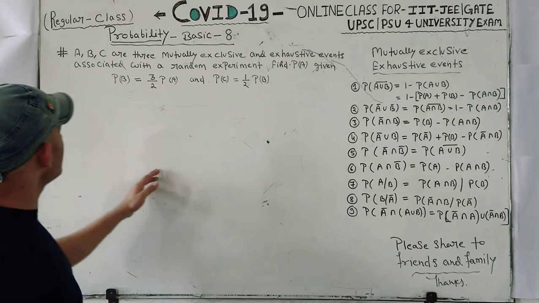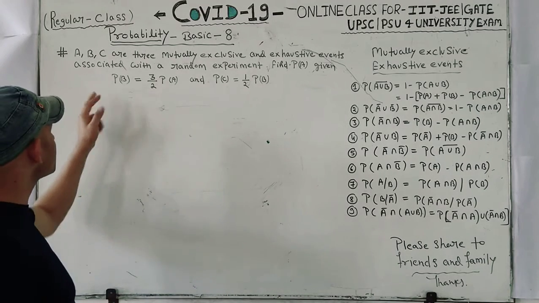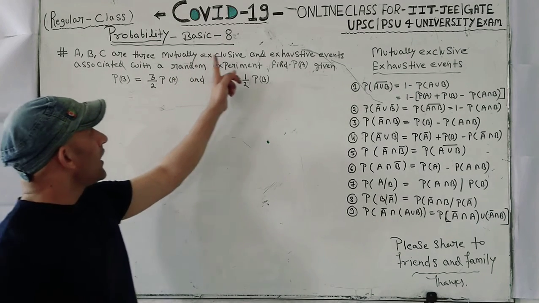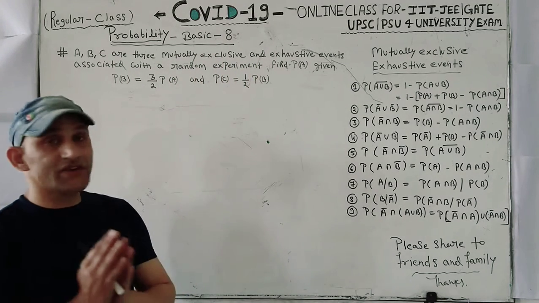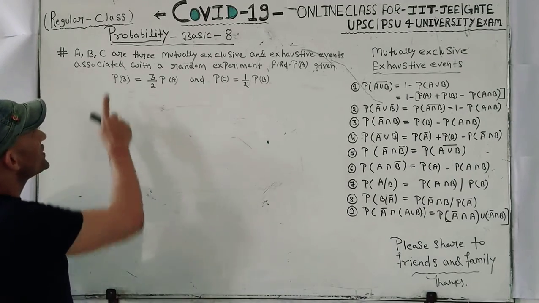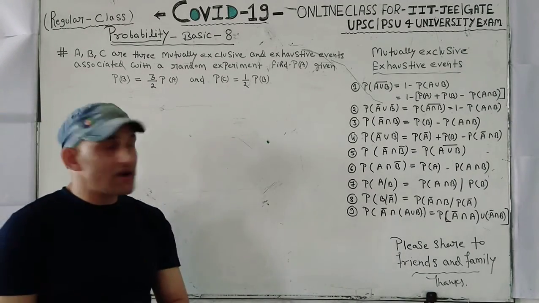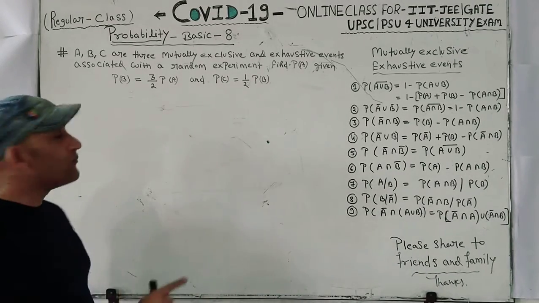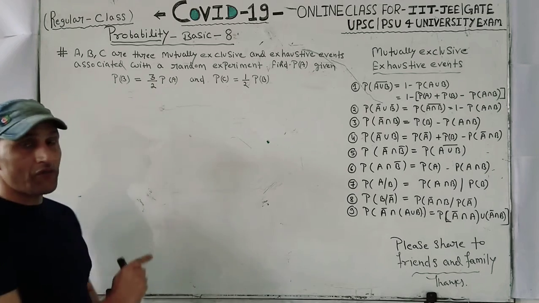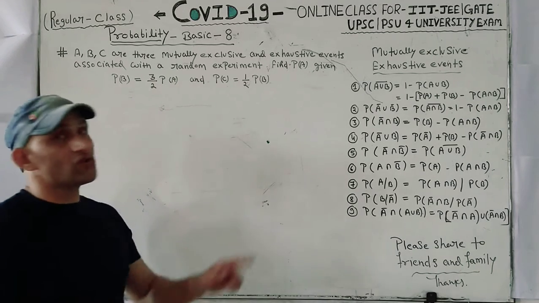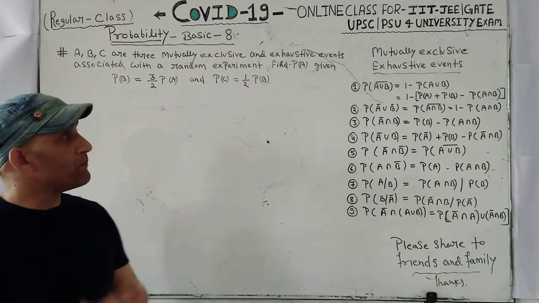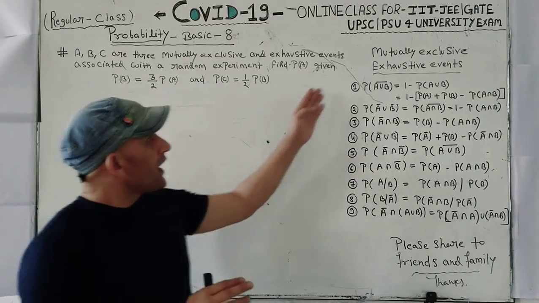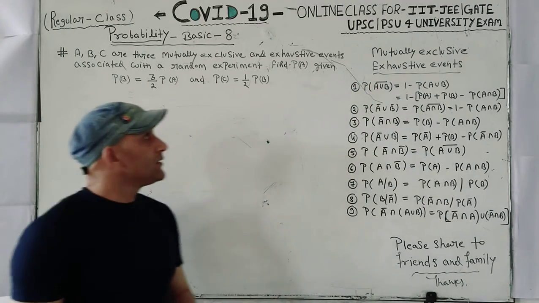In this question, he is asking: A, B, C are three mutually exclusive and exhaustive events associated with a random experiment. Find the probability of A given that probability of B is equal to 3 upon 2 probability of A, and probability of C is equal to 1 upon 2 probability of B. So the question is, what is a mutually exclusive and exhaustive event?